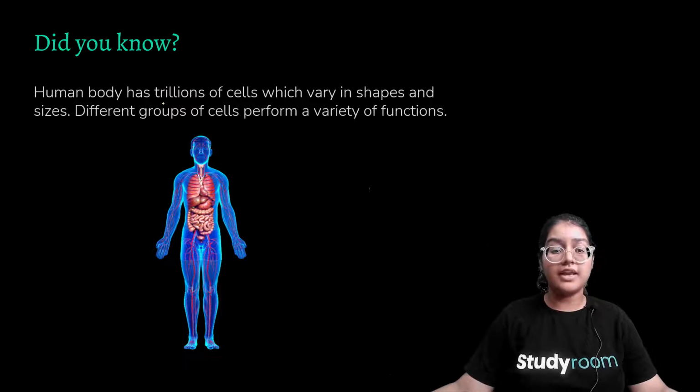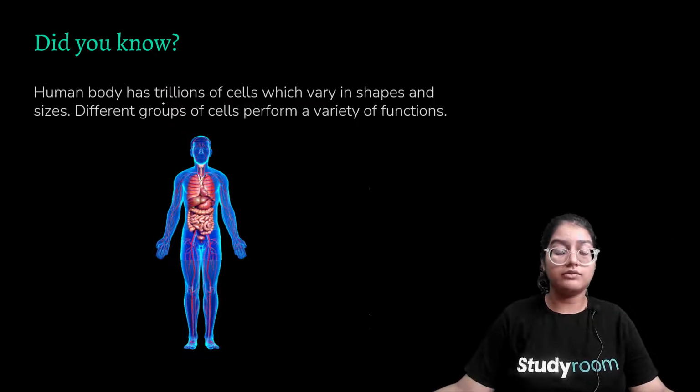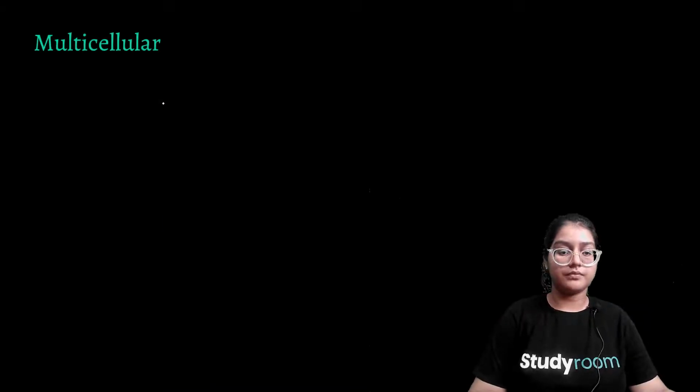Their cells vary in shape and size. Certain cells perform certain types of functions which are not carried out by other types of cells. Different groups of cells perform different varieties of functions. So it's all because of the variety in cell structure.